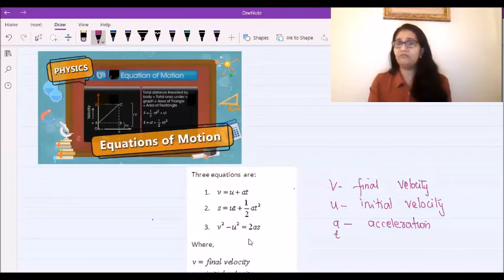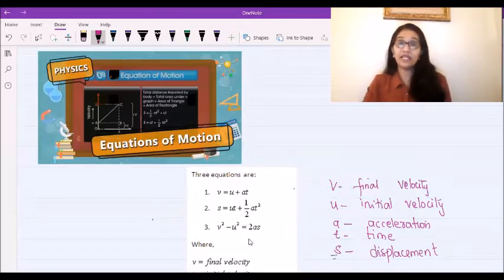Then T. We know T stands for time. Then comes S. What does S stand for? S stands for displacement or distance. Just find out why the letter S is used for displacement. So we have final velocity V, initial velocity U, acceleration A, time T, and S is the displacement.